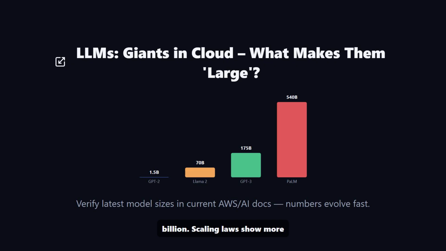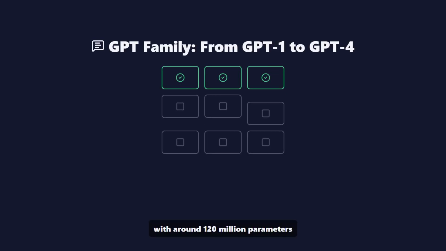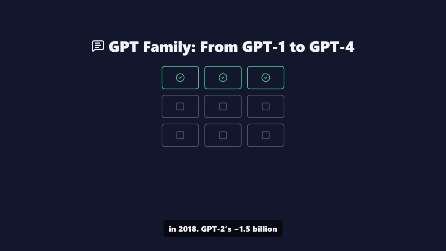Scaling laws show more compute, data, and parameters improve performance. A likely exam question on emergent abilities. The GPT lineage: GPT-1 started with around 120 million parameters in 2018.